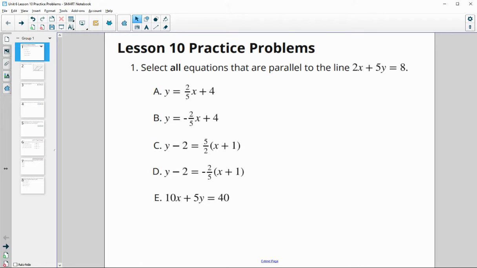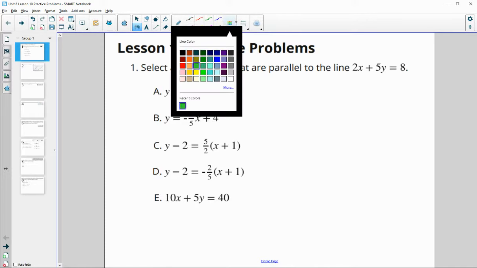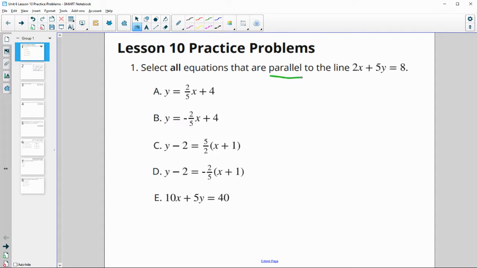In this video, I'm going to walk through the Unit 6 Lesson 10 practice problems. Number 1 says select all equations that are parallel to this given line. So remember that for parallel lines, what we're looking for is that the slopes are the same.